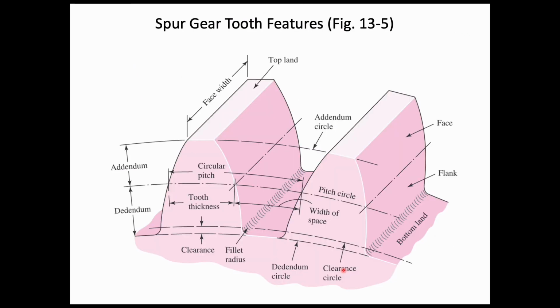Just a reminder of some of the key geometric features of a gear. We need to specify, of course, the pitch. We need to specify the addendum and the dedendum. And all of these things need to be compatible, and we're going to do this in a way that provides a desired pressure angle and a desired speed ratio.